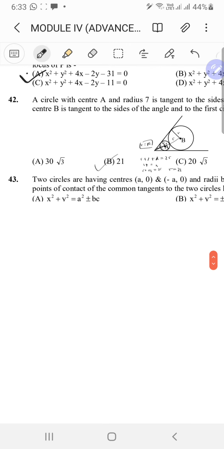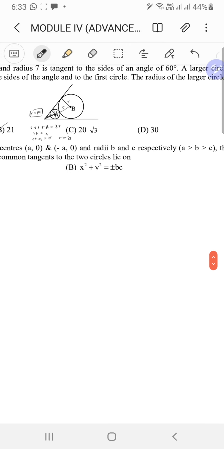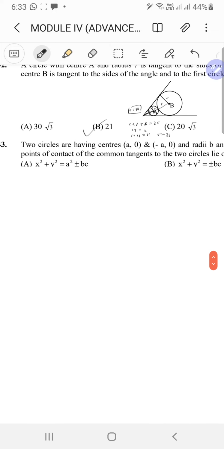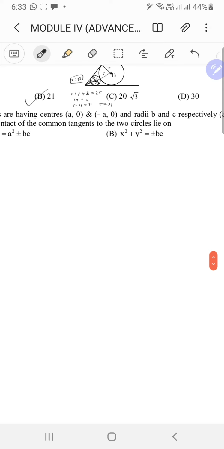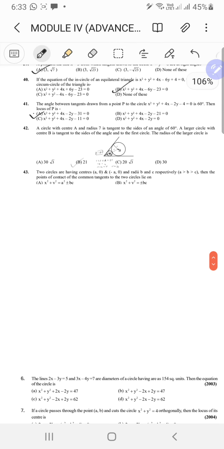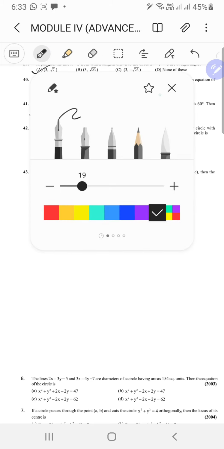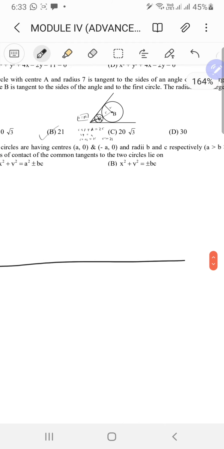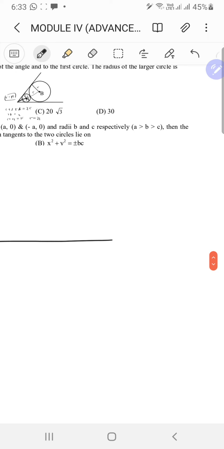Last question. Two circles are having centers and radii B and C respectively. Then the points of contact of the common tangents to the two circles lie on. Two circles are having centers a comma 0 and minus a comma 0 and radii B and C respectively. A is bigger than B is bigger than C.